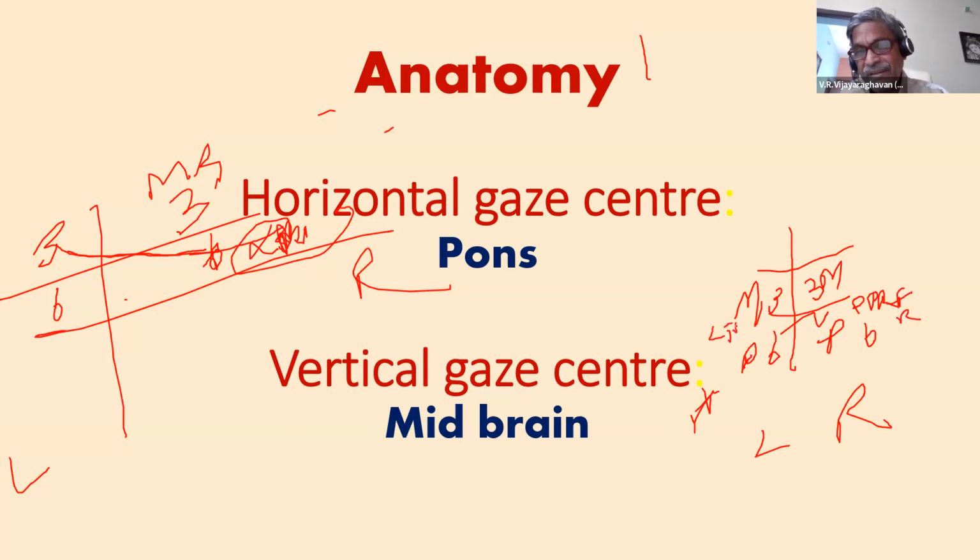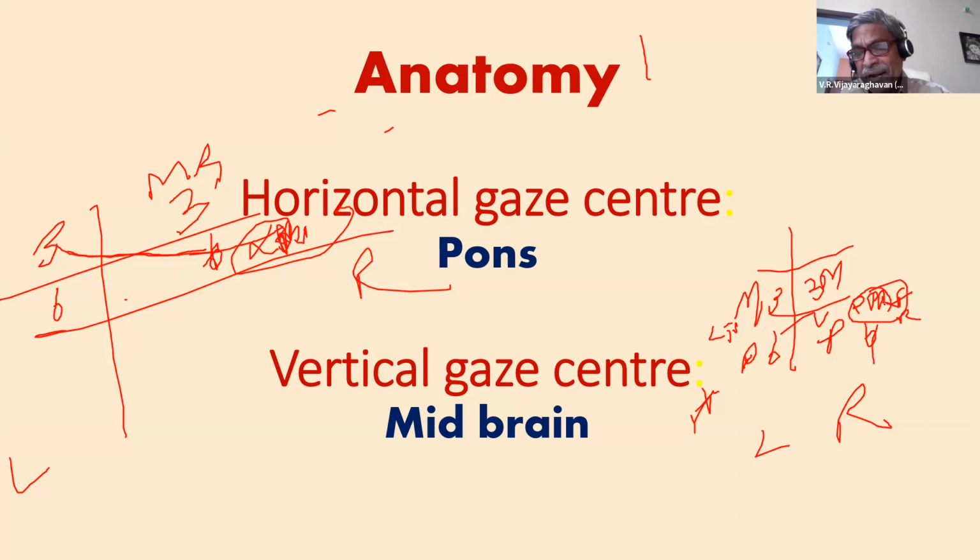When the right PPRF, paramedian pontine reticular formation, is stimulated, the eyes will go towards the right side. What do you mean by that? The right eye is abducting, lateral rectus working, whereas in the left eye the medial rectus is working, adduction. That means the impulse from the cerebral cortex comes to my PPRF area, and in the PPRF area it is getting instructions.